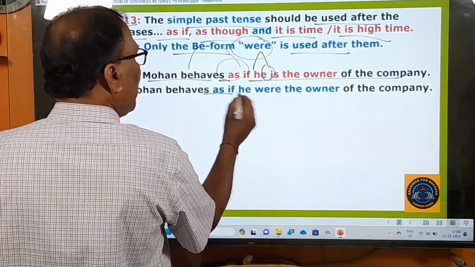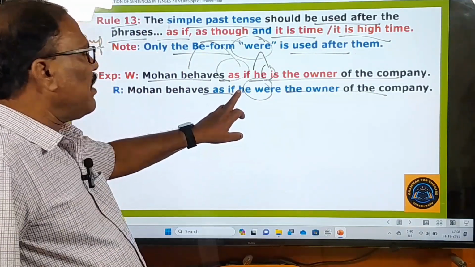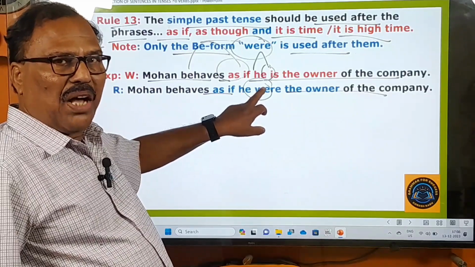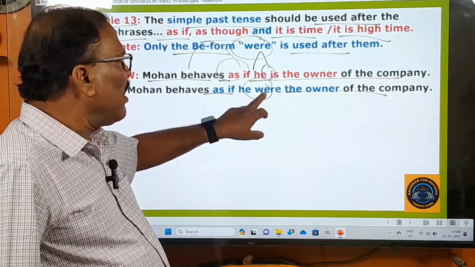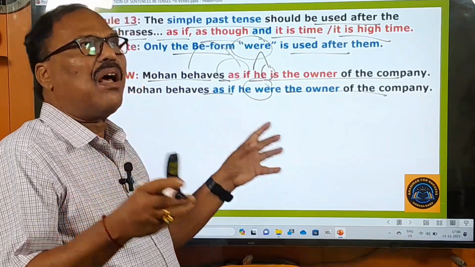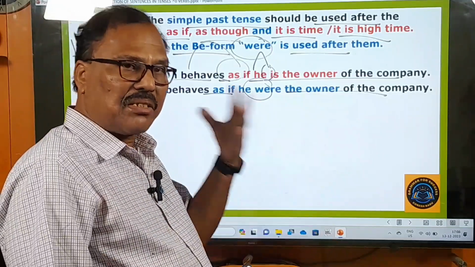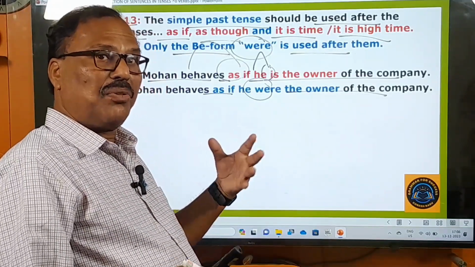You say, as if he were the owner of the company. See here, for he, she, it, we use only "was" in the past tense. But here you are using "were". Why? Because this is in the subjunctive mood. Subjunctive means assuming whatever you don't have, you have had it. That is the thing. You assume you had it even though you don't have it.